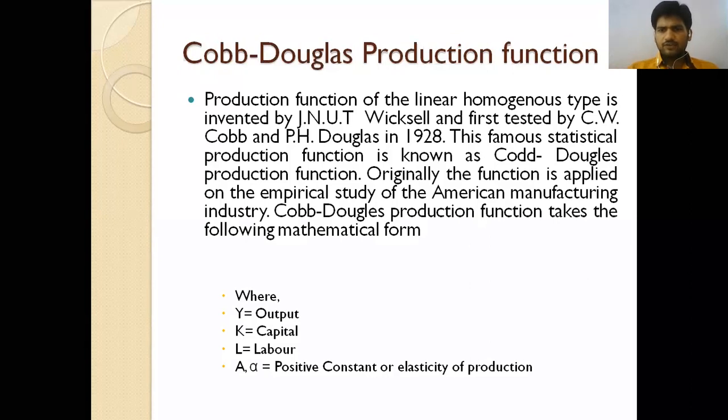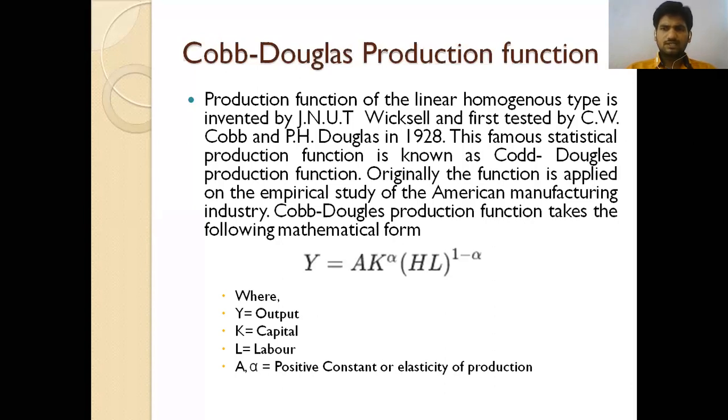Originally, the function was applied in an empirical study of an American manufacturing industry. As usual, these things were developed and tested in some companies. So the Cobb-Douglas production function takes the following mathematical form: Y equals A K to the power alpha into L to the power 1 minus alpha.